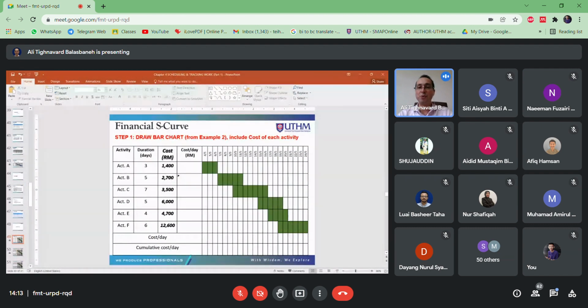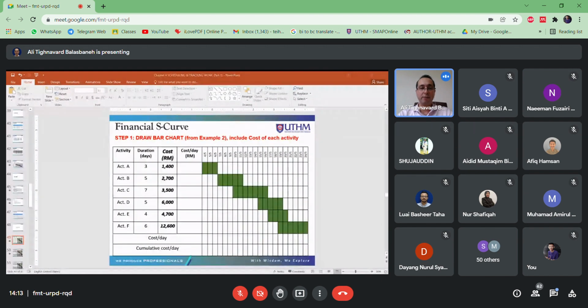Now, what do we have to do? We show it in the bar chart. Take a look one more time. What is the green color? It is the duration. For example, activity A, 1, 2, 3 days. It's very important you draw it correctly, especially if you have it in the test or exam or quiz. Activity B, 5 days: 1, 2, 3, 4, 5 days.